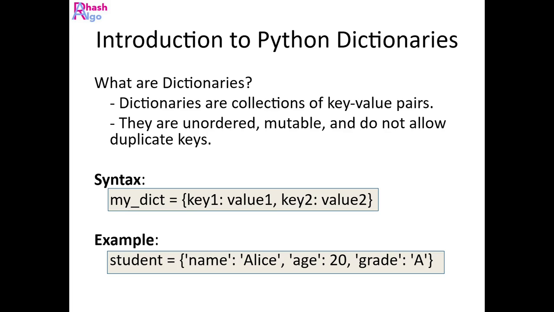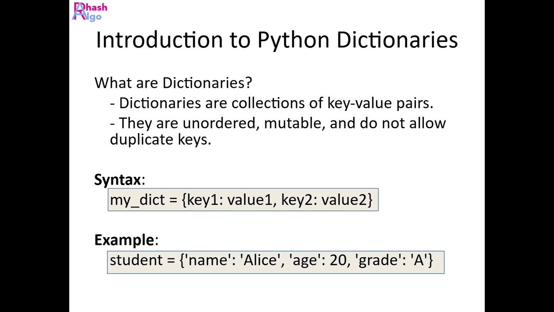That is nothing but a collection of key value pairs in a dictionary, and they are unordered, mutable, and do not allow duplicate values. What does that mean? If we create a dictionary with multiple key value pairs, a multiple set of key value pairs, their order may not be preserved.